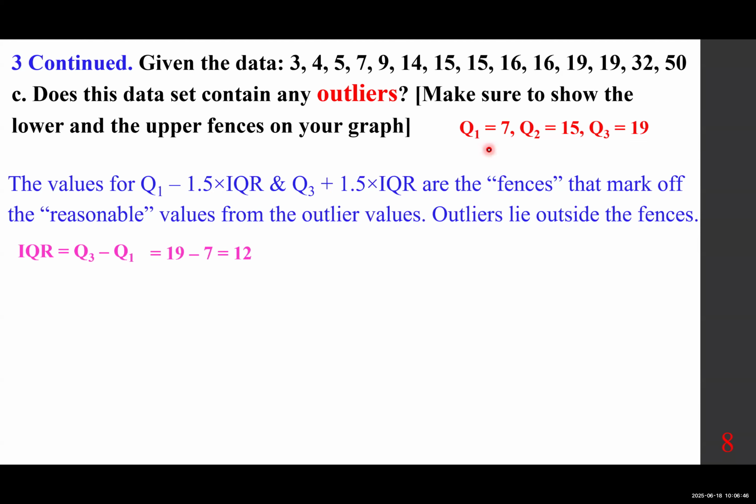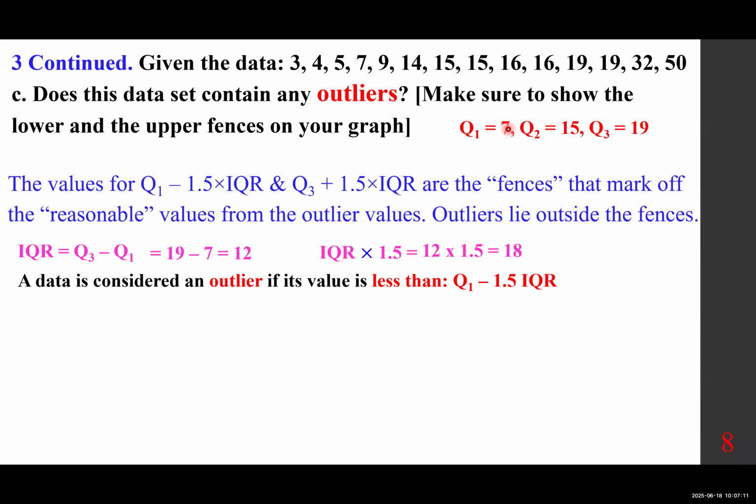19 minus 7 is 12. We're going to multiply this by 1.5 and we get 18. So the idea is that if you subtract it from the Q1 and if you add it to Q3, those are the numbers that are the borderlines. So Q sub 1 minus 1.5 IQR means 7 minus 18, which is minus 11. So that means minus 11 is the end. Anything smaller than that is an outlier, which obviously we don't have any.